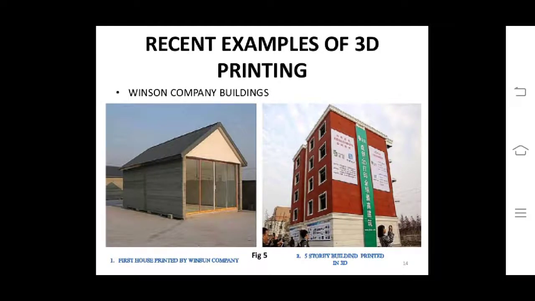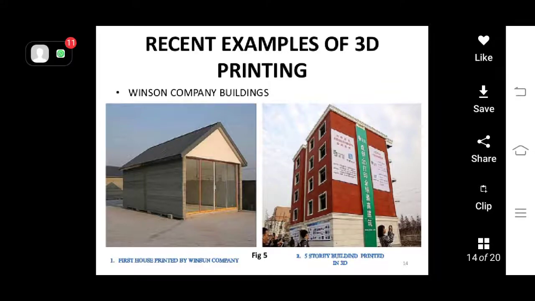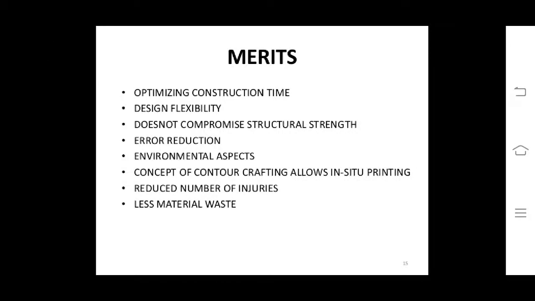Recent examples of 3D printing. Vincent Company building is constructed by using 3D printing technique as well as the 5-story building printed in 3D. Merits of 3D printing. It optimizes construction time, design flexibility, and does not compromise structural strength of building. The error is reduced due to modern technology.